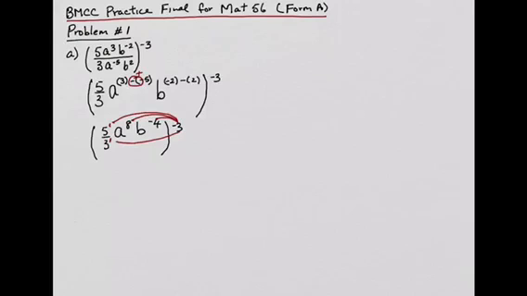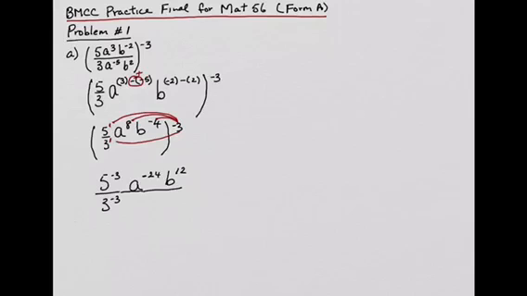So finally, by doing this, I have 5 to the negative 3 power divided by 3 to the negative 3 power, a to the negative 24 power, and b to the positive 12 power. And keep in mind a to the negative 24 is the same as over 1, and b to the 12 is the same as over 1.